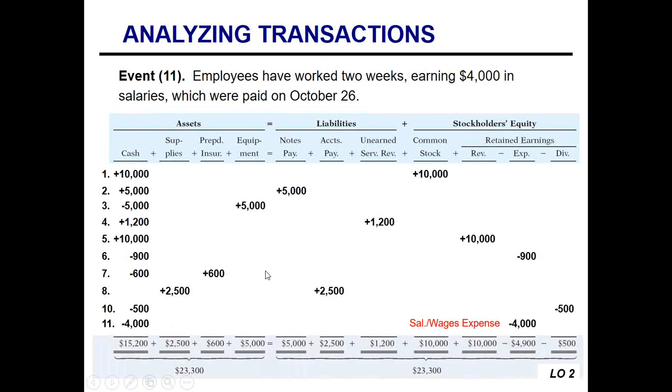The next thing we need to do is total our columns and make sure once again that our accounting equation is still in balance. And here we have 23.3 in assets, and we have 23.3 in liabilities plus stockholder equity. So our accounting equation is still in balance. Now I need you to remember that simply being in balance doesn't mean it's correct. But at least we know we've entered pluses and minuses correctly.